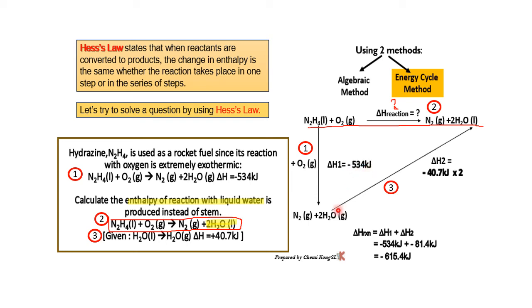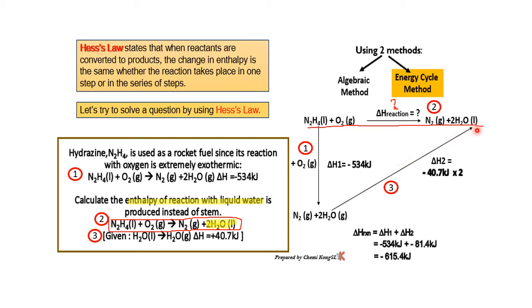Next, equation 3 is emphasized on water. Sorry, not water, here is steam. Initially, here is only 1 mole of steam. Now, here is 2. That's why the whole enthalpy, you need to times 2. At the same time, now this H2O steam is the reactant, that's why you have to reverse the equation, and then the positive will change to negative sign. So negative 40.7 kilojoule times 2. So this is the thermochemical equation for reaction 3.